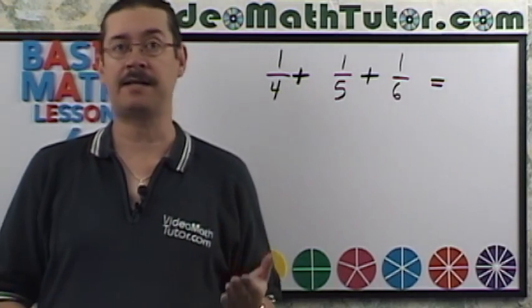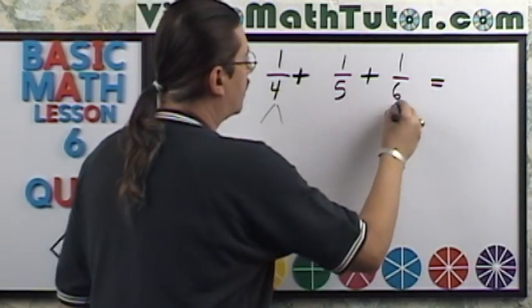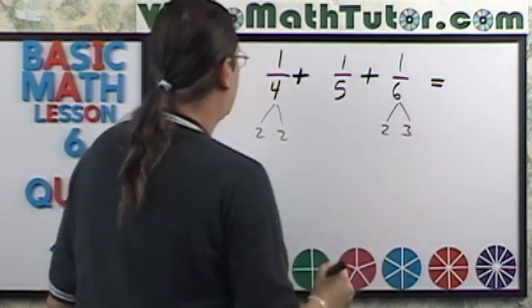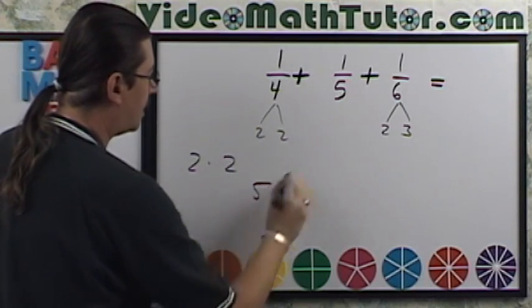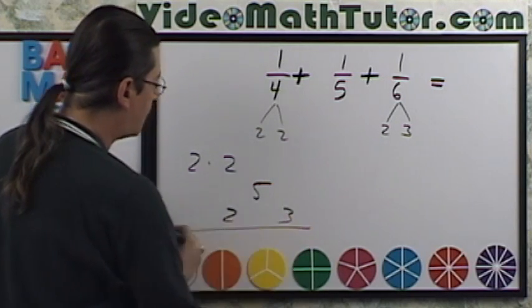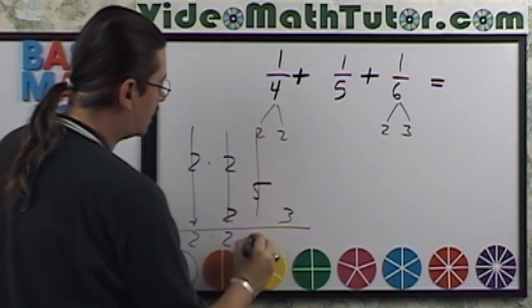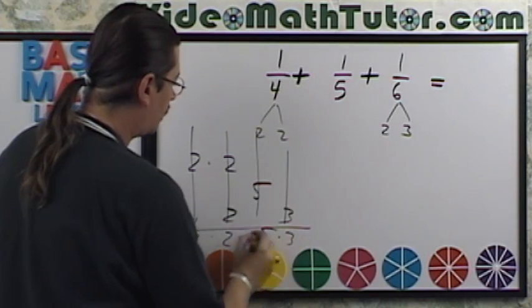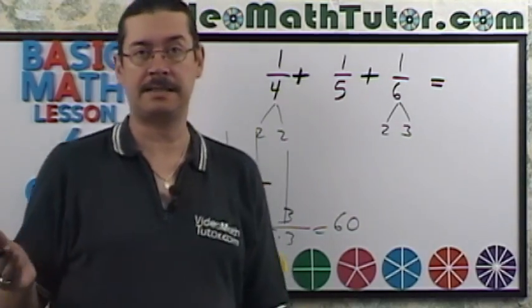So our first step is to find the LCD. So let's do some factor trees here. That's 2 and 2. 5 doesn't need any. It's prime. And that's going to be 2 and 3. So it's going to be 2 times 2, the 5 on the side, and I'm going to get a 2 here and a 3. So I'm going to get 2 times 2 times 5 and I'm going to have a 3. Multiply all this together, you're going to get 60. So 60 is our LCD.